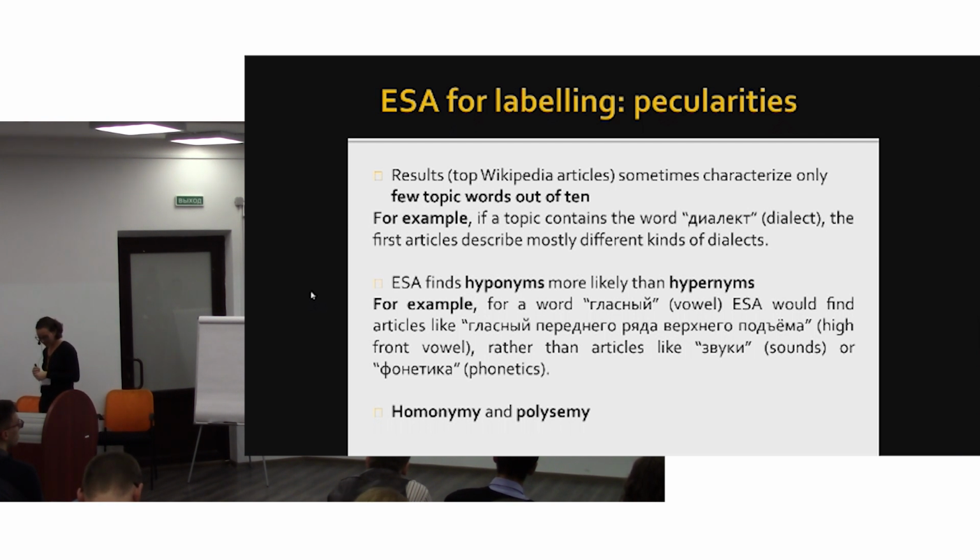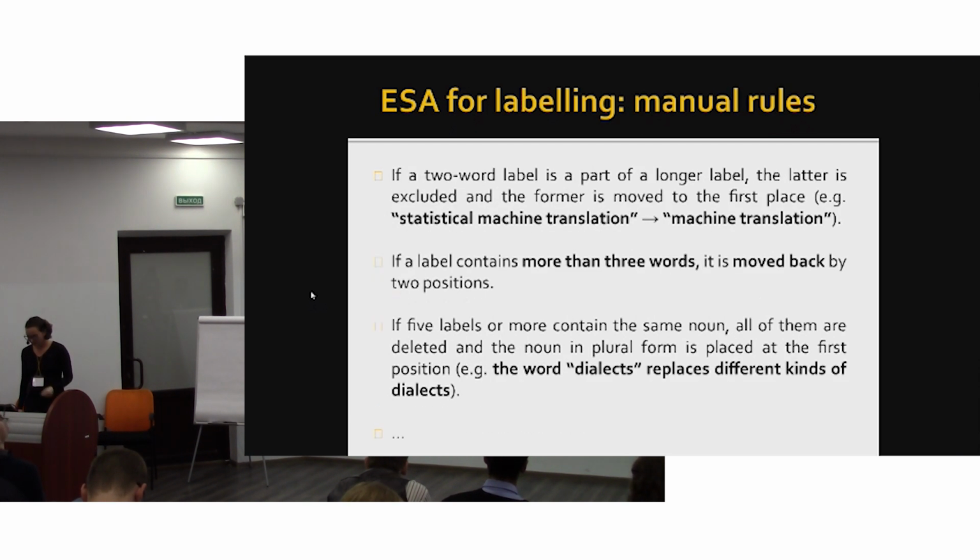And finally, ESA does not take homonymy and polysemy into account, because words in the dump of Wikipedia are not provided with such information, and as a result, some articles in the output may be connected with different domains.